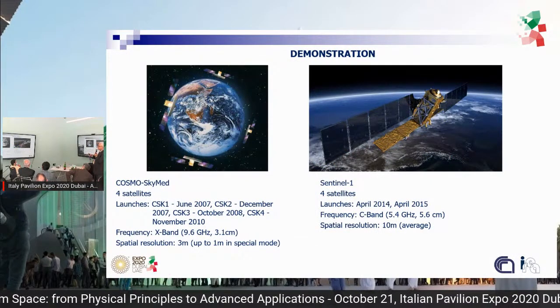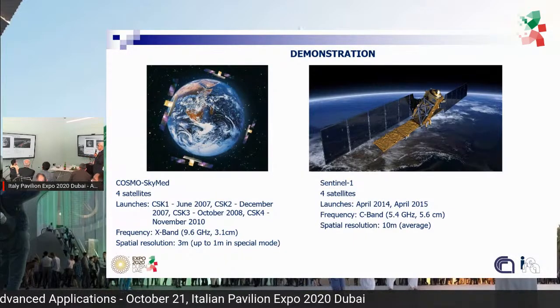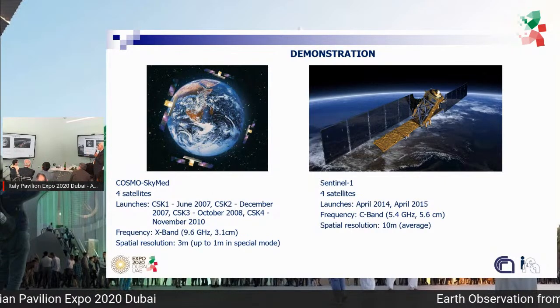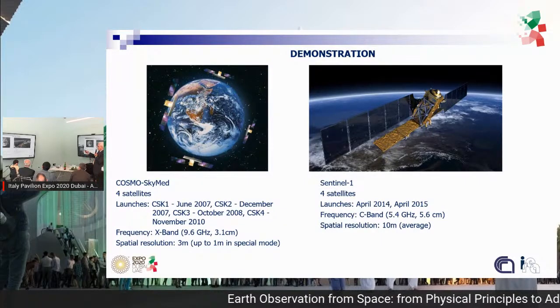And this is for the demonstration. In the demonstration part, we will show examples provided by the monitoring, live, in which we can play with the GIS and ask for the measurements of the deformation with Cosmo Skymed and with Sentinel.